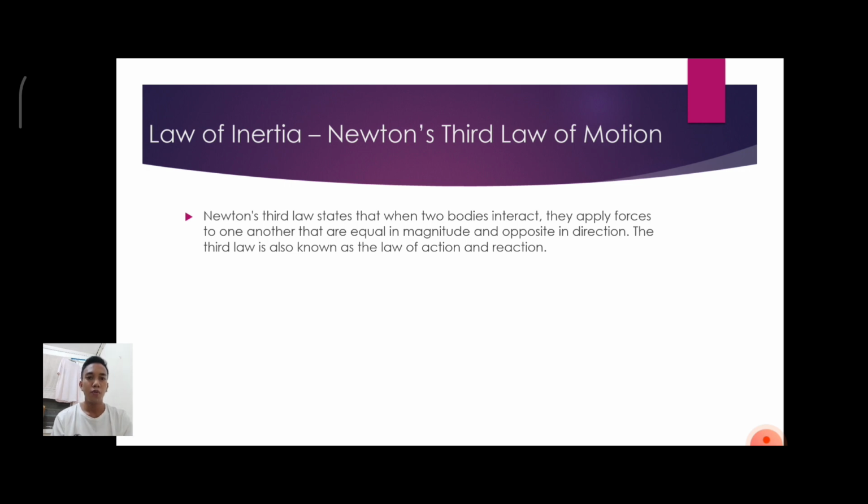Newton's third law of motion states that when two bodies interact, they apply forces to one another that are equal in magnitude and opposite in direction. The third law is also known as the law of action and reaction.